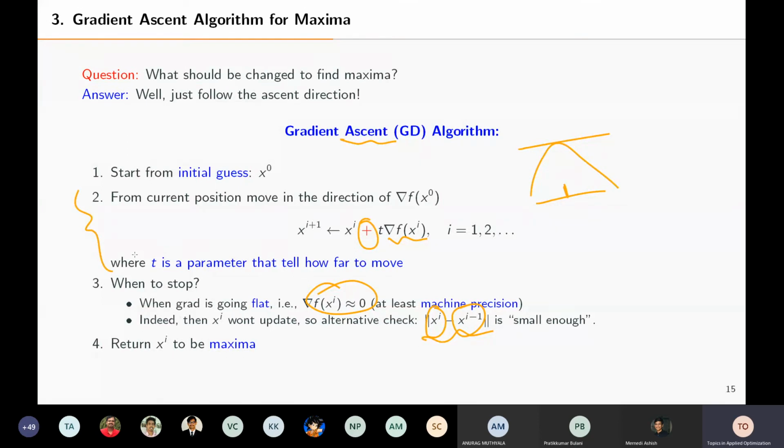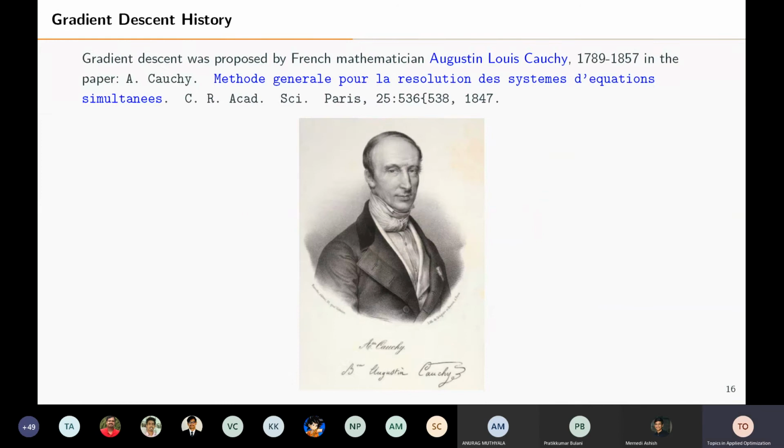Otherwise it's an infinite loop, but to stop we may use either this or this as a stopping criterion. Okay, so a brief history about the gradient descent method. It was proposed by a French mathematician, Augustin Louis Cauchy. Cauchy was involved in a variety of other contributions ranging from physics, astronomy, and I believe complex numbers and so on.